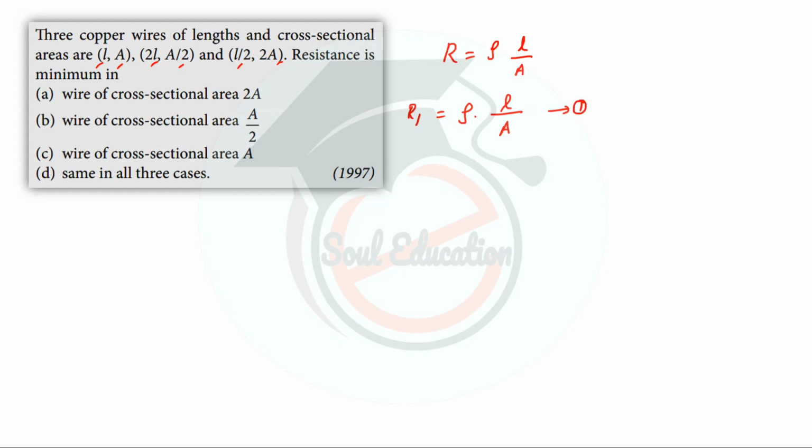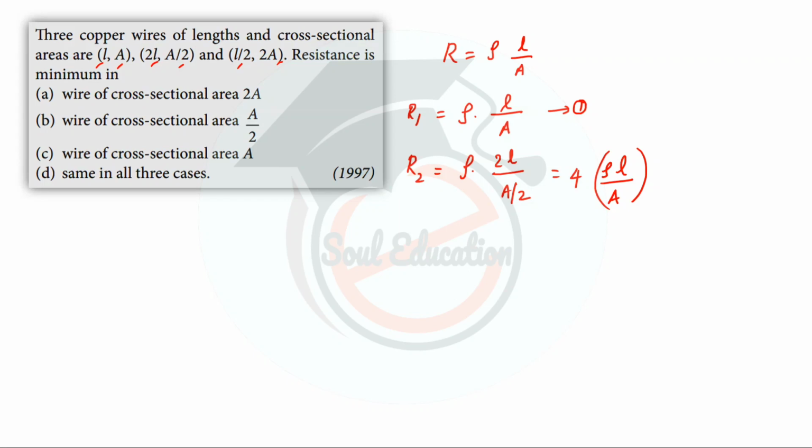So let us take this as equation number 1. Now the next case is R2, which is equal to rho into 2L upon A by 2. 2L upon A by 2 is equal to 4 times rho L by A, which is nothing but 4 times R1.